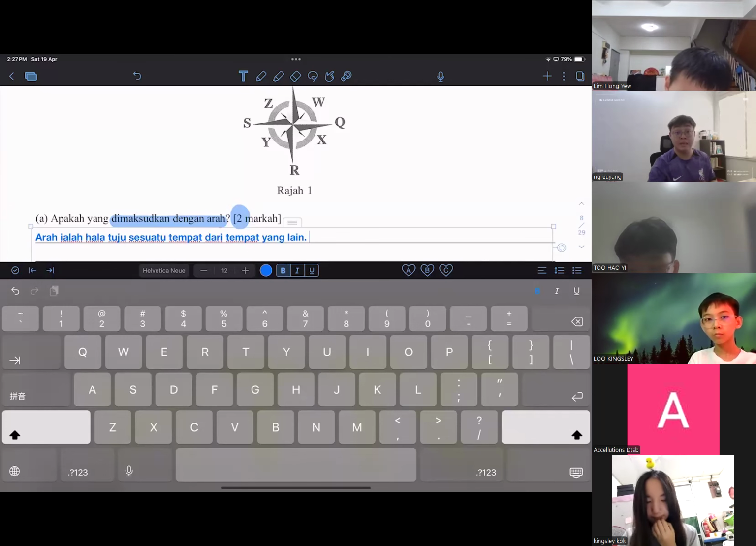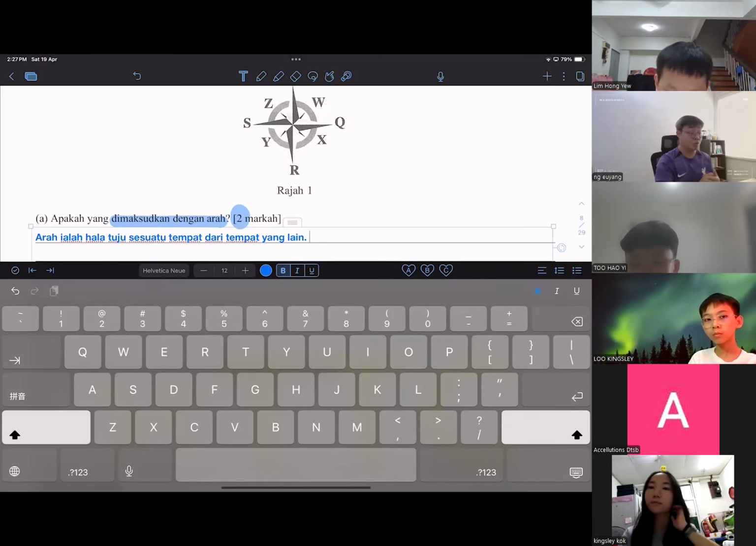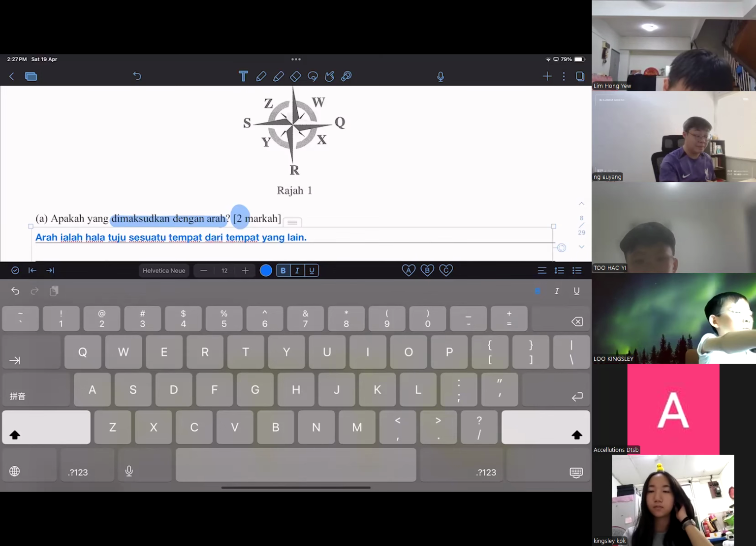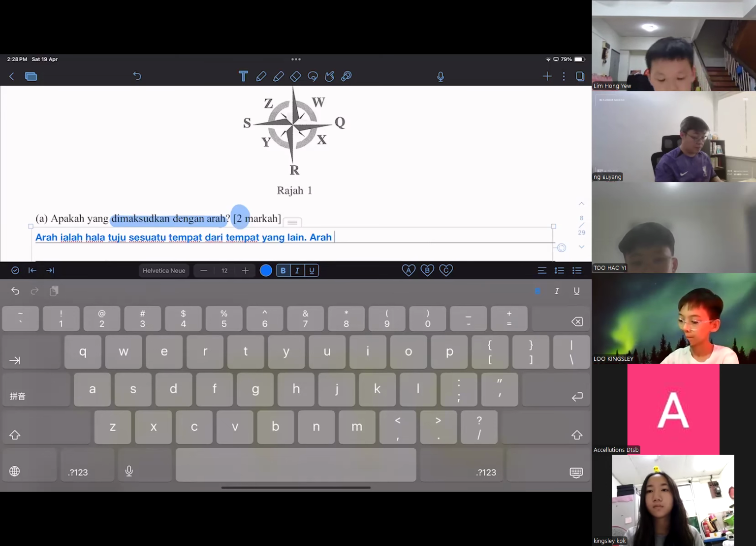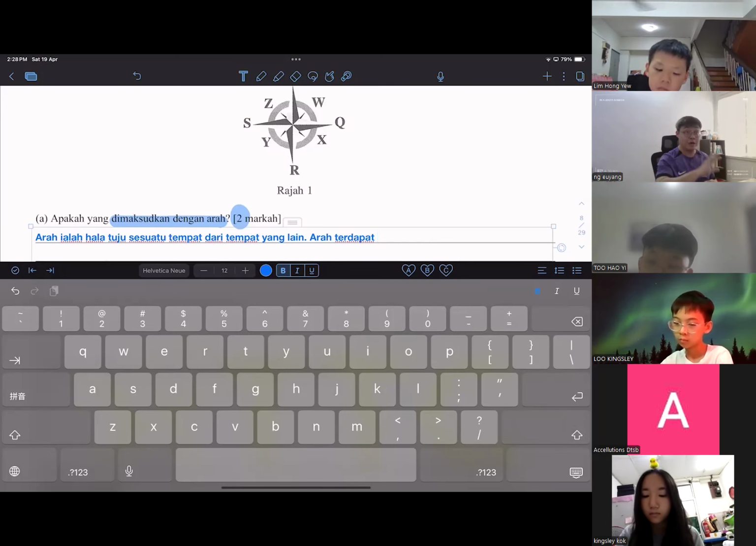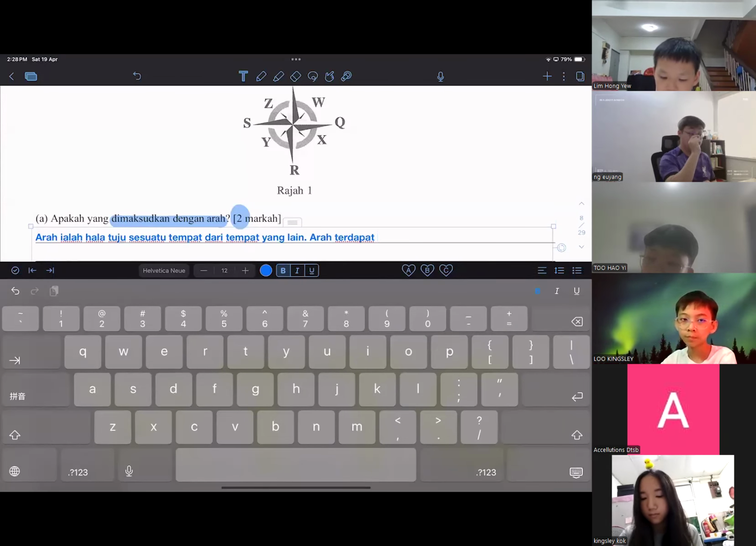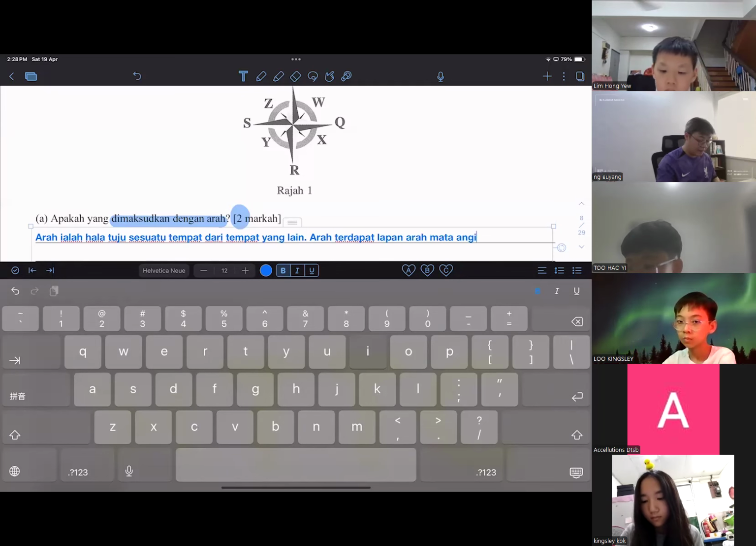So this is what we call seminar. Seminar is not just teaching. We are trying to refer to the questions and then write down the exact marks. Do not waste more energy and time. We have limited time during the exam. So arah terdapat. 8 is a single digit, right? So remember for geography and BM, when the number is a single digit from 0 to 9, please use perkataan. If the number is 10, we use the numeric number. So arah terdapat 8 arah mata angin.